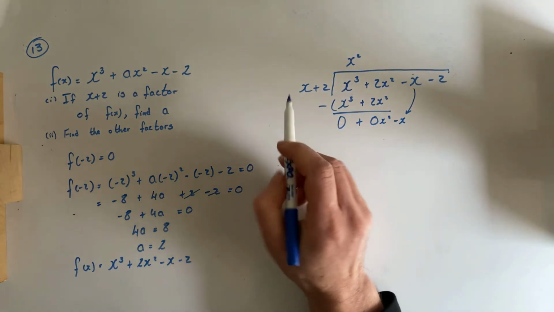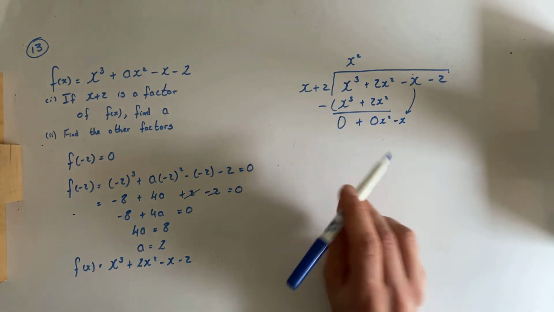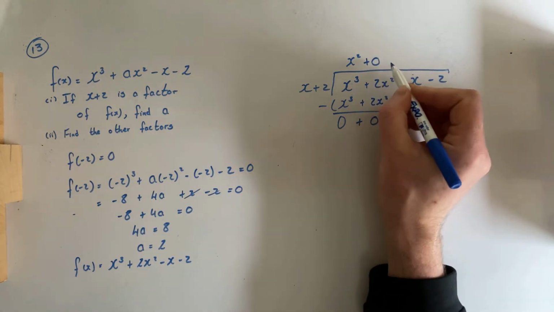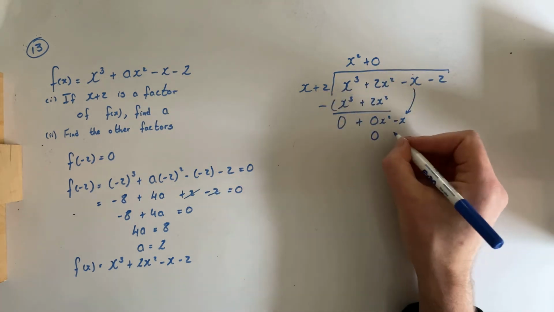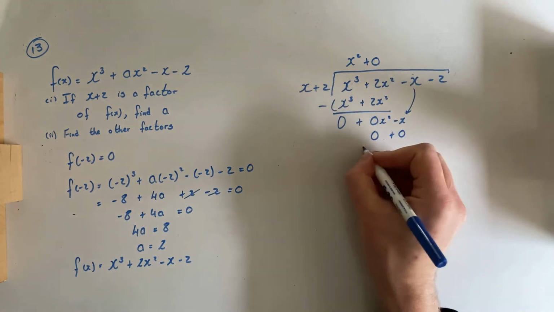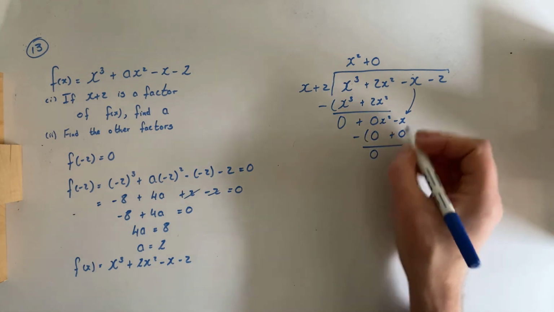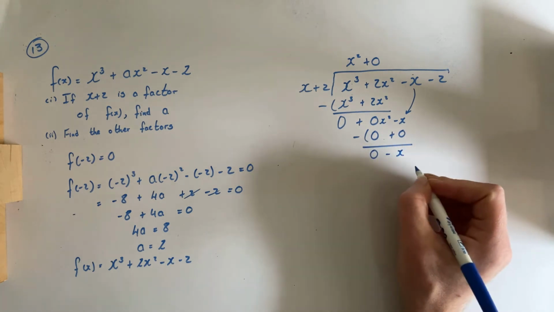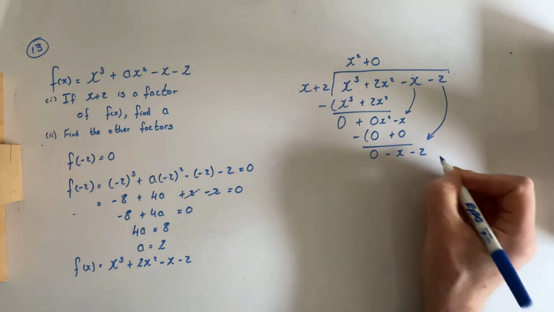And I will ask myself the question, what will I multiply x by to get 0? Well, of course, the answer will be 0. 0 times x is 0. 0 times positive 2 is also 0. And I will now subtract these. 0 minus 0 is 0. Negative x minus 0 is simply negative x. Finally, last step, I will bring down my minus 2.